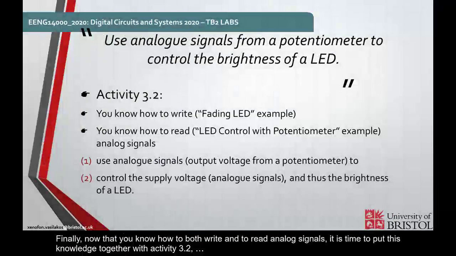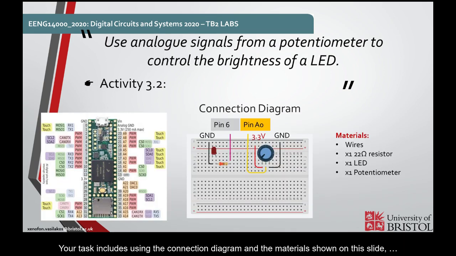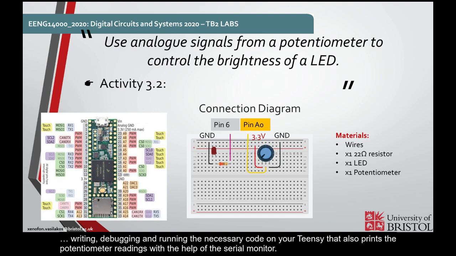Finally, now that you know how to write and to read analog signals, it is time to put this knowledge together with activity 3.2 and use analog output voltage from a potentiometer to control the supply voltage and thus the brightness of an LED. Your task includes using the connection diagram and the materials shown on this slide, writing, debugging and running the necessary code on your Teensy that also prints the potentiometer readings with the help of the serial monitor.